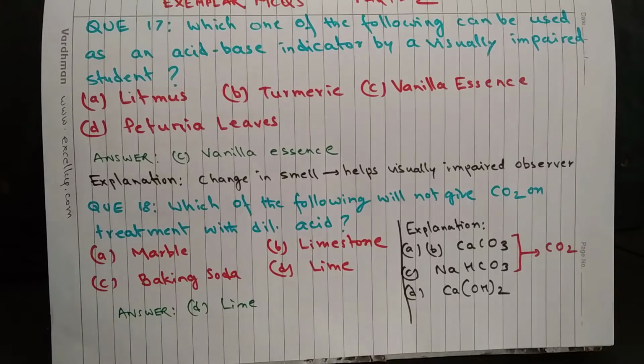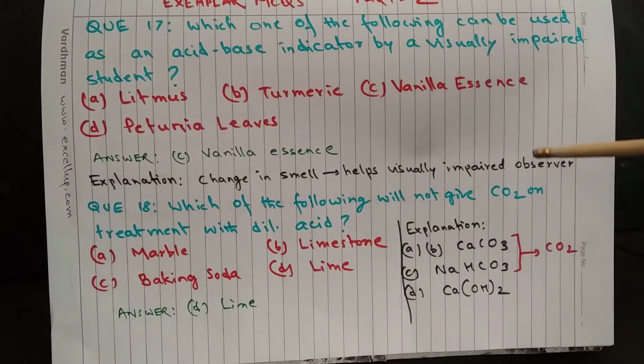The rest of the acid base indicators show color change in presence of acid or base, and a visually impaired person cannot perceive change in color. On the other hand, vanilla essence shows a change in smell or odor. So a visually impaired person can easily detect a change in smell, and that is why vanilla essence will be helpful for such students.